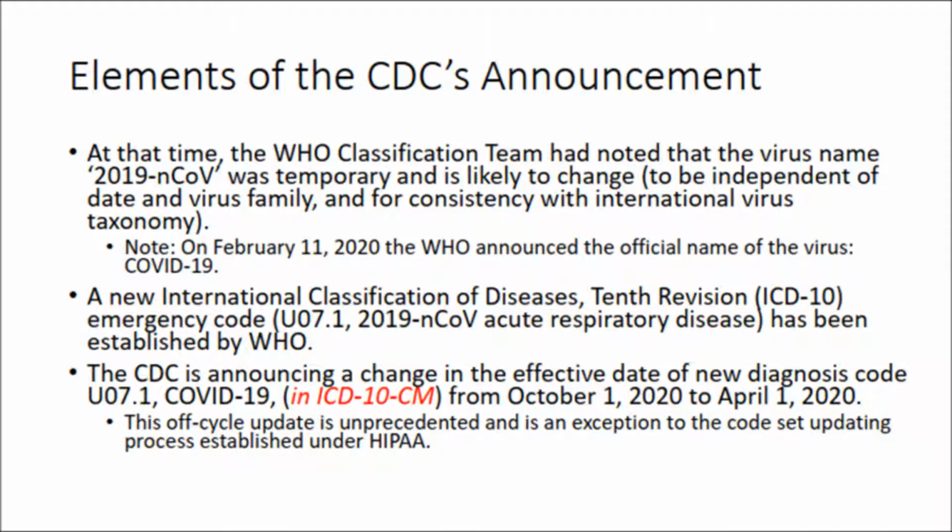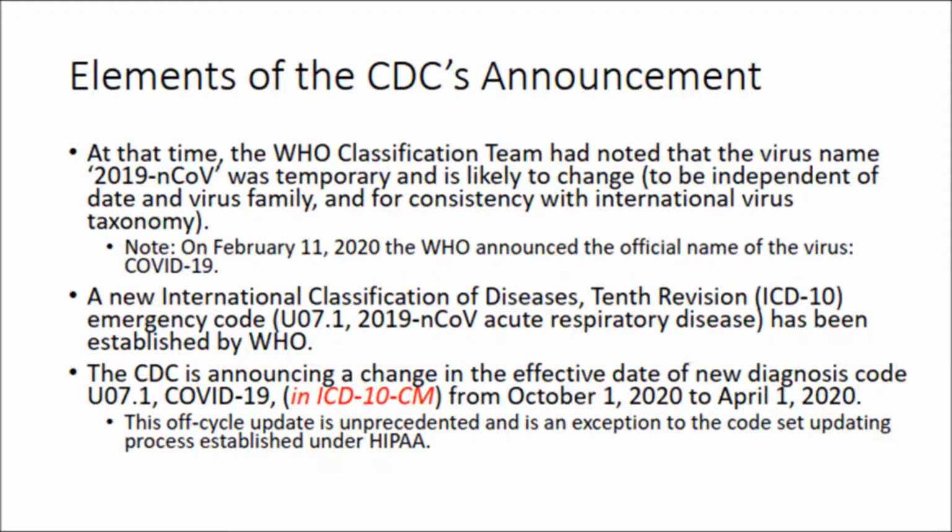At that time, the WHO classification team had noted that the virus name 2019 nCoV was temporary and likely to change, to be independent of date and virus family, and for consistency with international virus taxonomy. Note: on February 11, 2020, the WHO announced the official name of the disease, COVID-19. A new International Classification of Diseases, 10th revision, ICD-10 Emergency Code, U07.1, 2019 nCoV acute respiratory disease has been established by WHO.